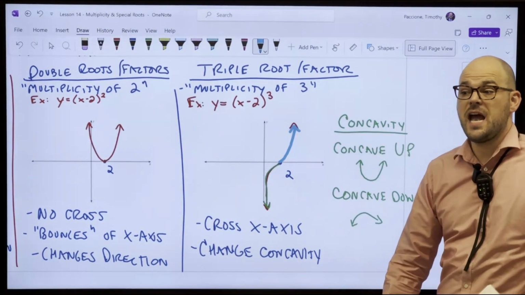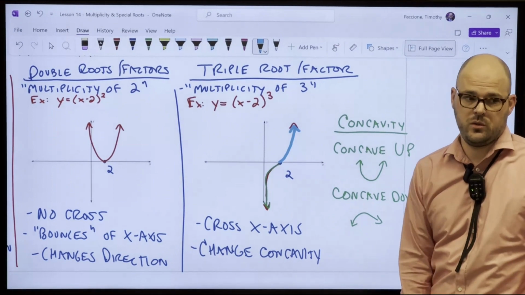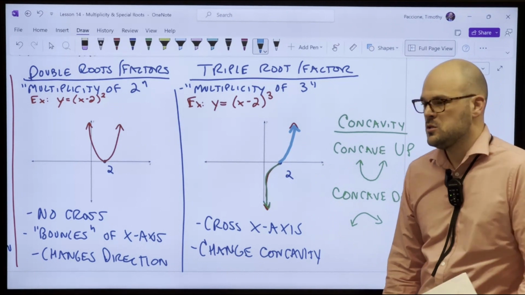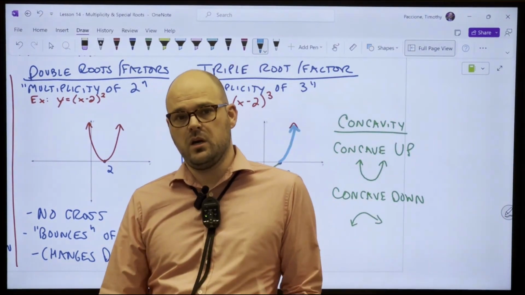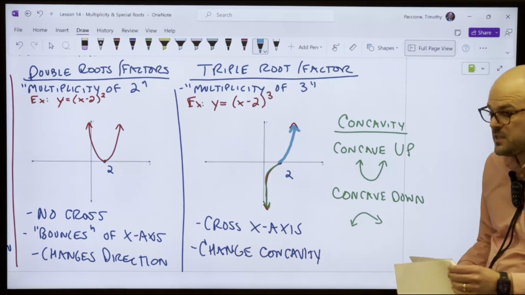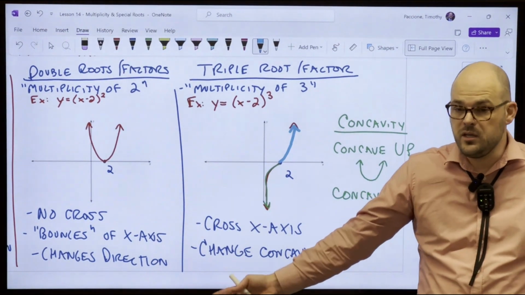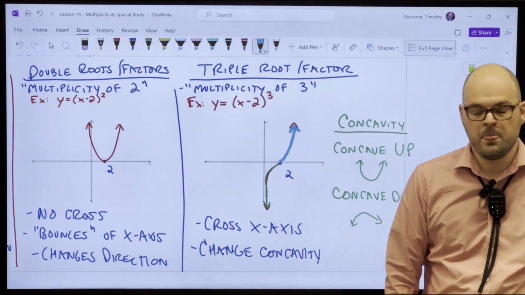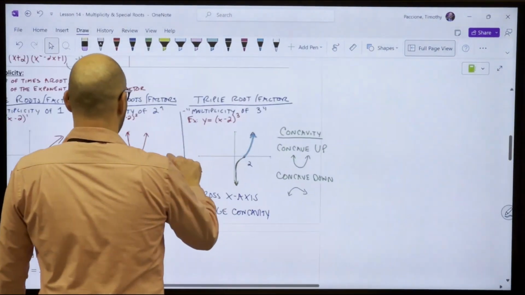That change in concavity will happen every time you have a triple root. It'll cross, but that concavity change will happen. So that's what we need to be prepared to do on a graph. Okay, so let's look at some examples. Now we're going to do what we've been doing, but we're just going to add these pieces to help with our graph.